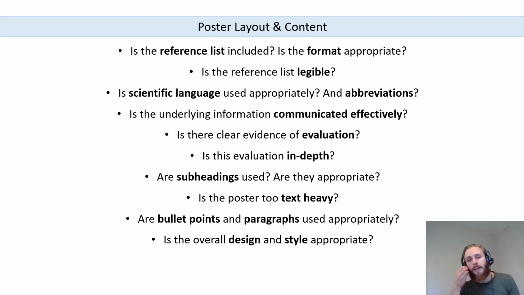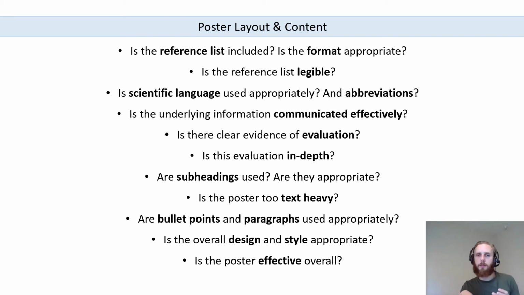Okay, overall design and style. So again, it's just coming back to how the poster looks. Is it effective? Is everything cramped? Is everything too spaced out? Are sections missing? And in terms of, is the title in the right place? Is the reference list tucked away at the bottom? Just, is the design and the style appropriate? And is the poster effective overall?